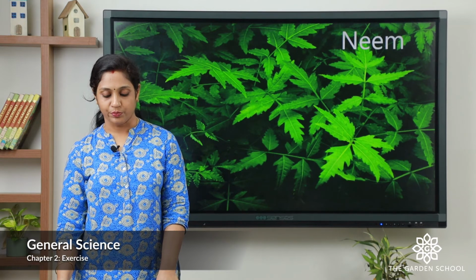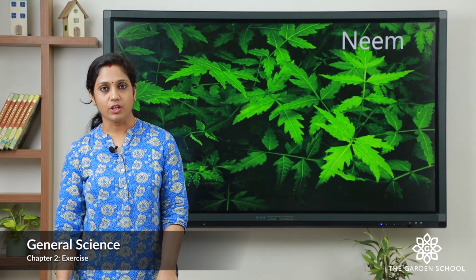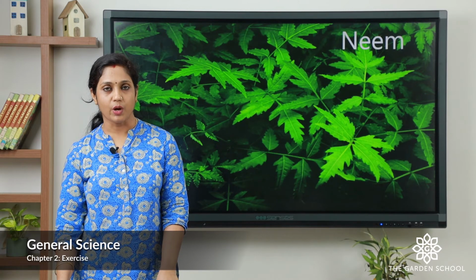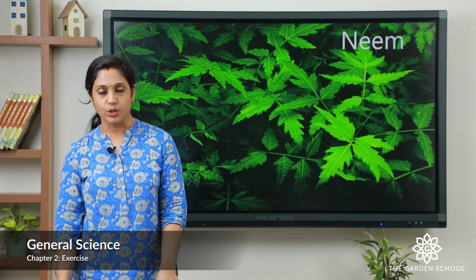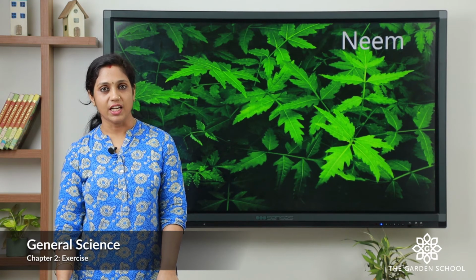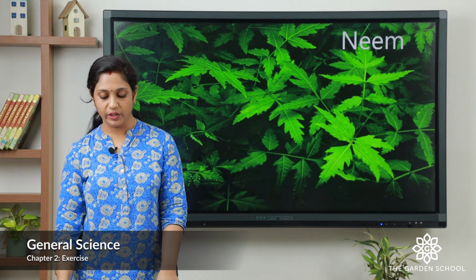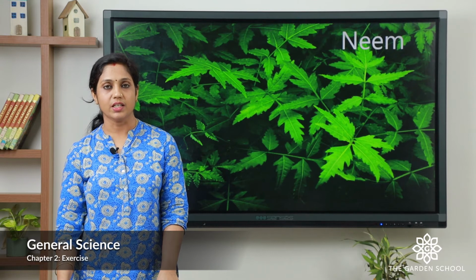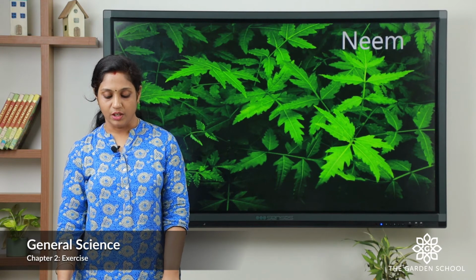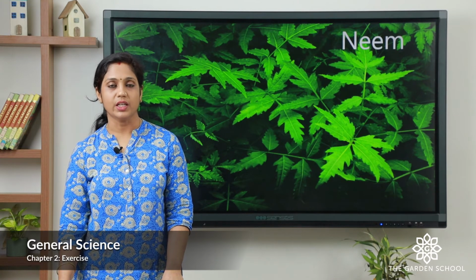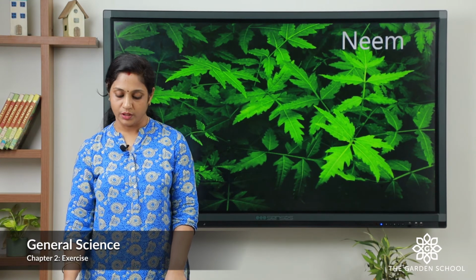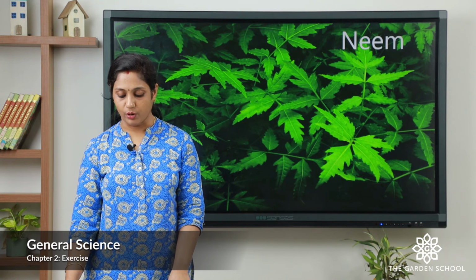Now let's check it. The first question, is bitter gourd a fruit? Based on this poem, we can say it is yes. Which part of the plant is used to make tea? It is leaf. What do we get from sunflower seeds? It is oil that we get. Which part of the plant is sweet potato? Is it a stem or a root? It is root. Let's move on to match the following.